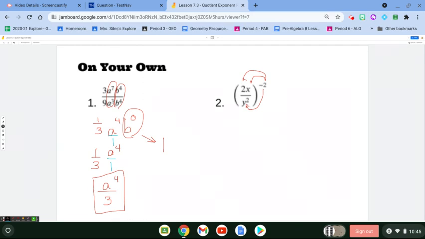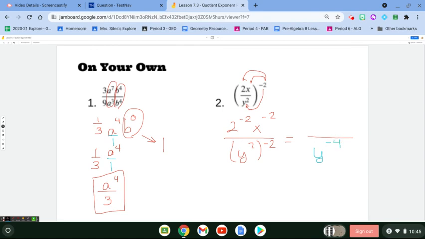For question number 2, 2 to the negative 2, x to the negative 2, and then y to the second raised to the negative 2. Well, on the bottom, you're going to be multiplying those together because you have a power of a power. So that would turn into y to the negative 4.